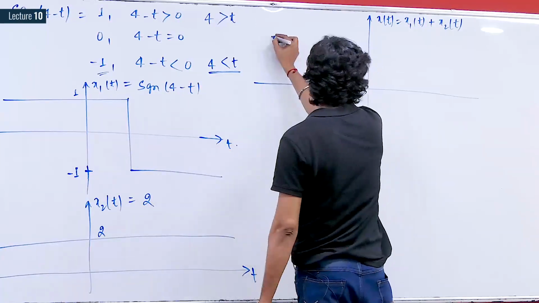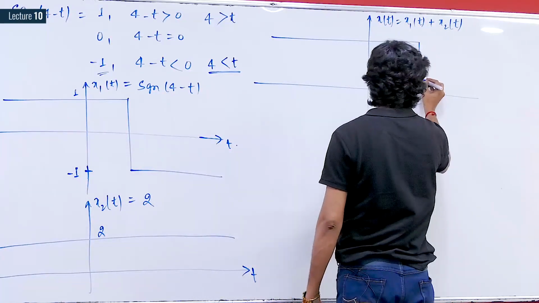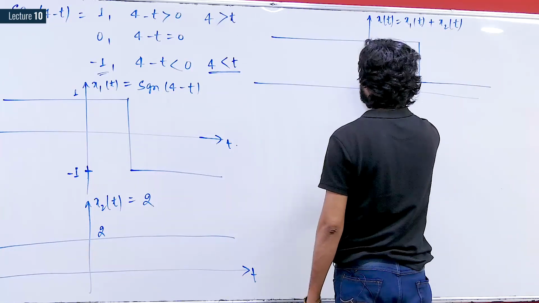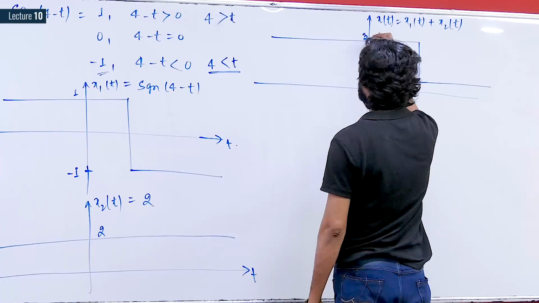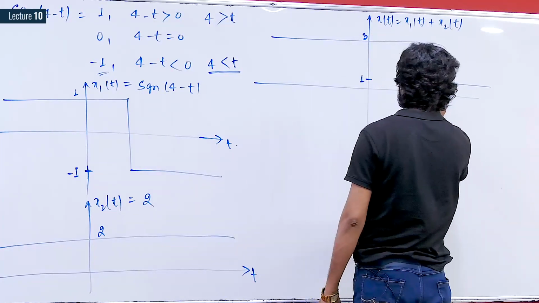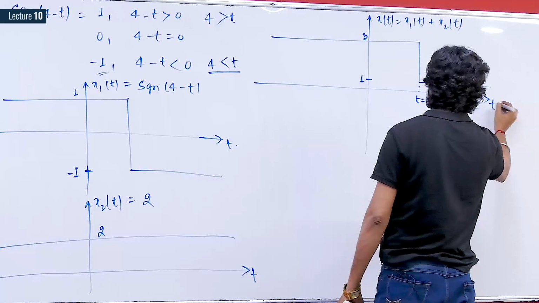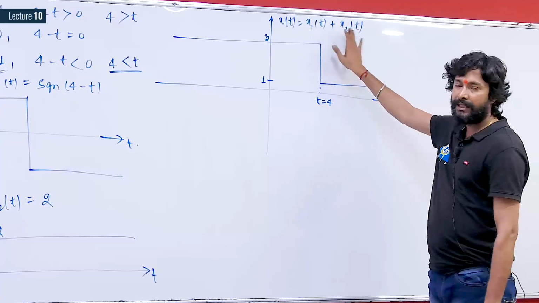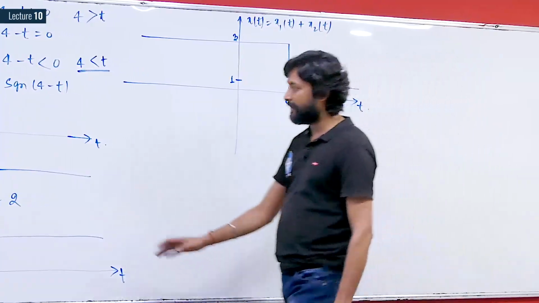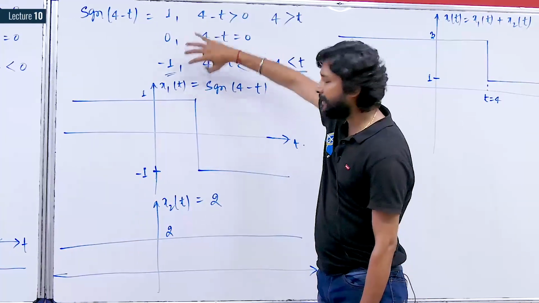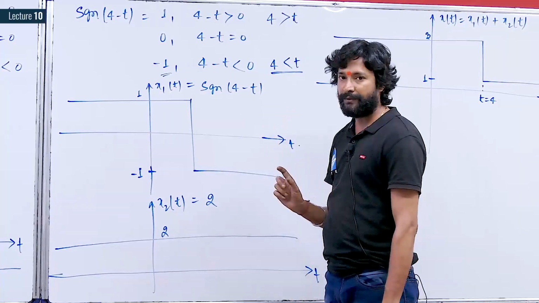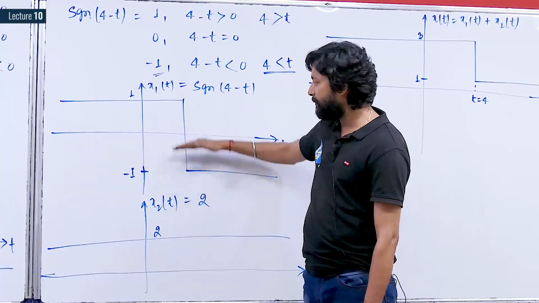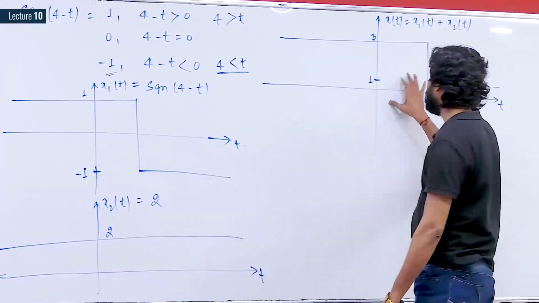So now the signal has the same shape, but these points are now minus 1 plus 2, which is plus 1, and plus 1 plus 2, which is plus 3. This point is again t equals 4 with respect to t. So now the function is signum of 4 minus t plus 2. You have taken this function and shifted it upward by a magnitude of 2. Therefore this plus 1 magnitude became plus 3 and this minus 1 amplitude became plus 1. So we have plotted this signal like this.